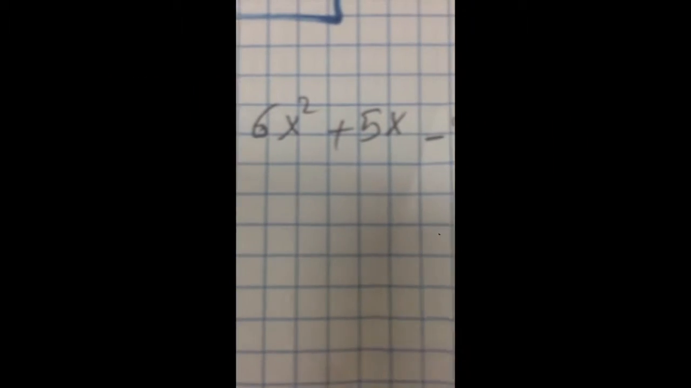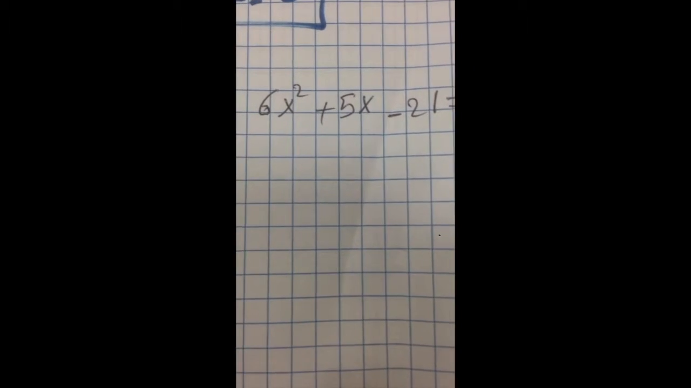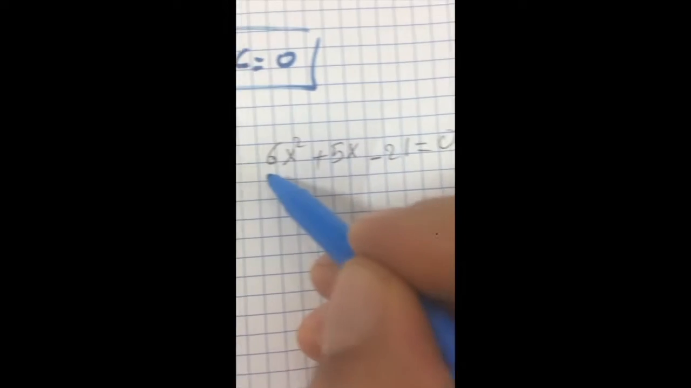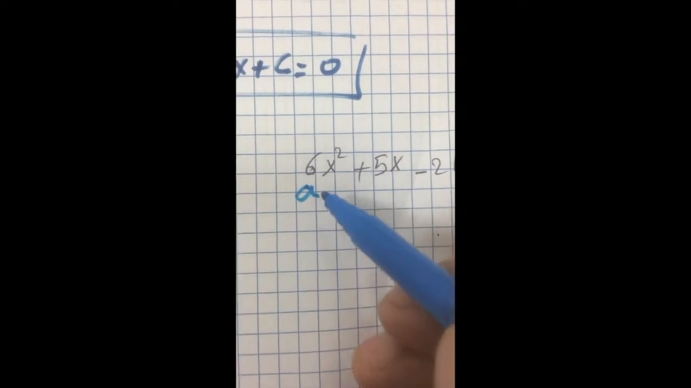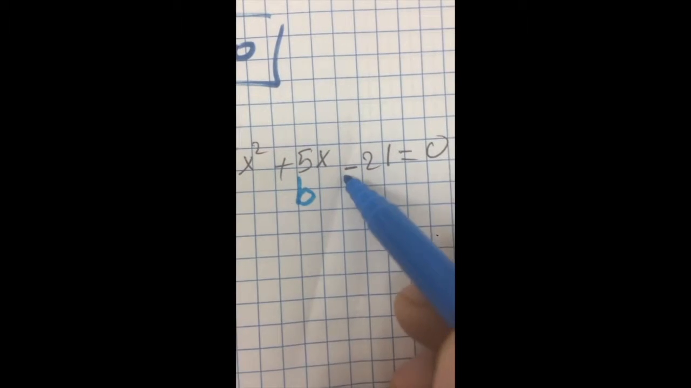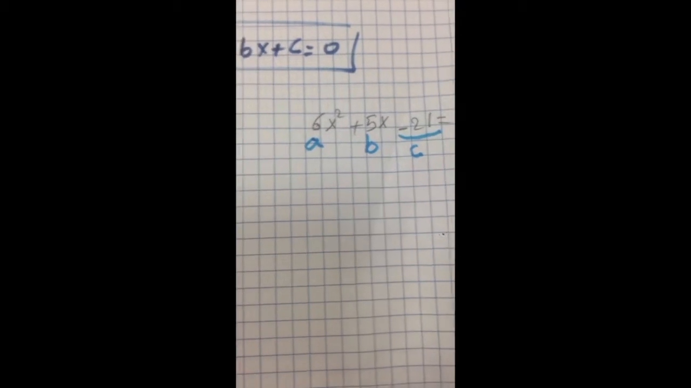Now this is another example. 6x squared plus 5x minus 21 equals 0. The value of a in this example is 6, coefficient of x squared. So that's the value of a. The value of b is 5. And the value of c is negative 21. So we enter these values into the calculator.